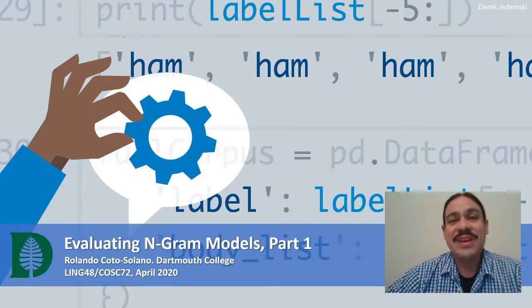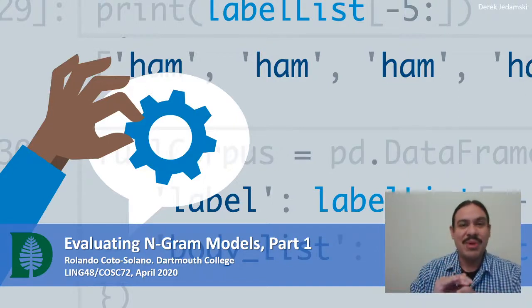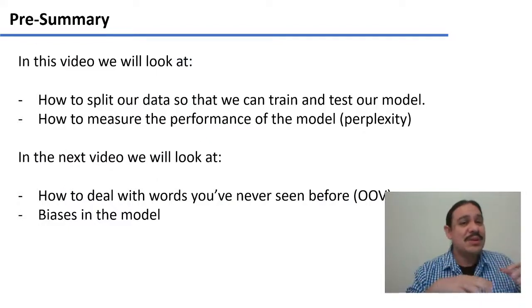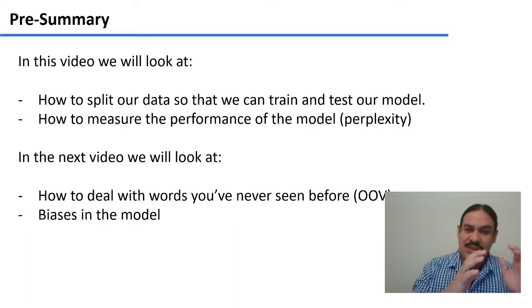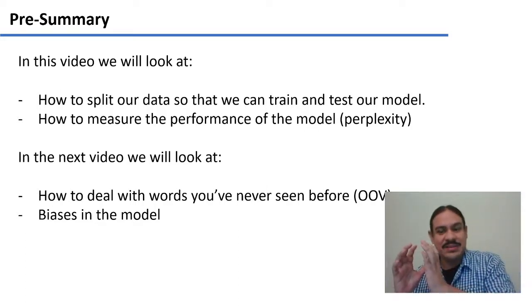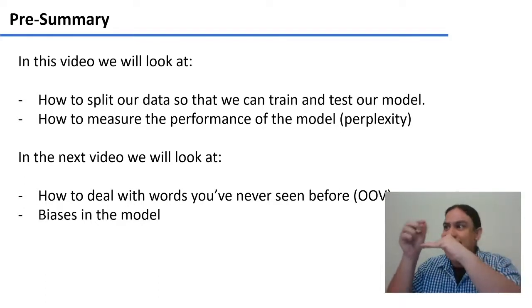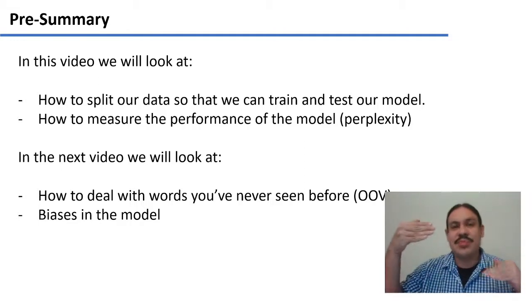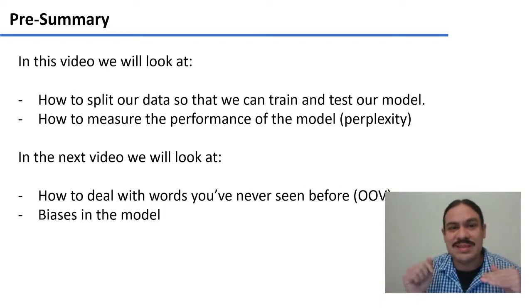Hi, in this video we're going to be looking at different aspects of training and evaluating n-gram models. And we're going to split this into two parts. In this video we'll look at how we split our data so that we can train on some data and then test on another data, so that we can simulate how your model is going to go out in the real world and find new sentences all the time. We're also going to look at how we can measure the performance of the data. We're going to call this perplexity, or how surprised your model is at bumping into new sentences.